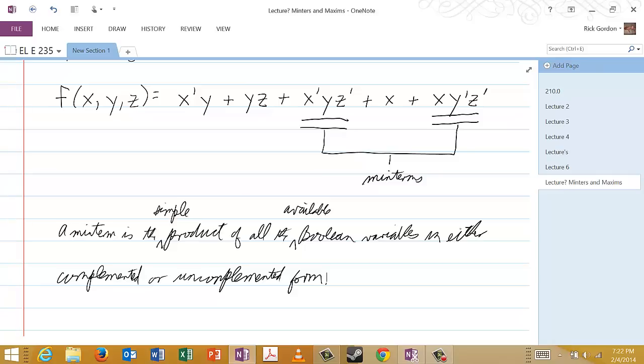And so once you see that definition, you can understand why the first two terms are not minterms. X prime y is not a minterm because it doesn't involve z, and z is one of the Boolean variables available. Yz is not a minterm because it doesn't contain x, and x alone does not contain y or z. So that's why those three terms are not minterms, and yet you can see readily x prime y z prime is a simple product of all the available Boolean variables in either complemented or uncomplemented form, so this is a minterm. And x y prime z prime likewise is a simple product of all the available Boolean variables in complemented or uncomplemented form, so this is also a minterm.